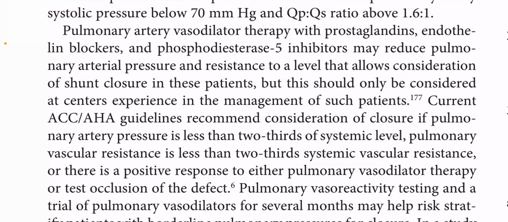Current ACC/AHA guidelines recommend consideration of closure if pulmonary artery pressure is less than two-thirds of systemic level, pulmonary vascular resistance is less than two-thirds systemic vascular resistance, or there is a positive response to either pulmonary vasodilator therapy or test occlusion of the defect.